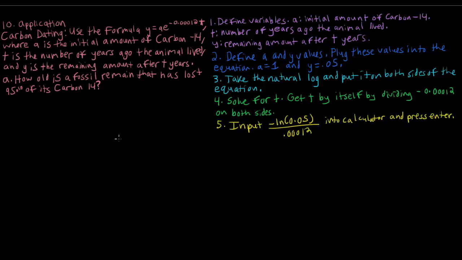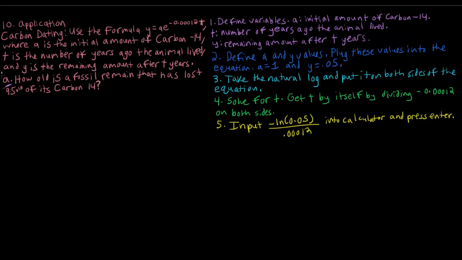Application. This is 10A, by the way. Carbon dating. Use the formula y equals a times e raised to the negative 0.00012 t power, where a is the initial amount of carbon-14, t is the number of years ago the animal lived, and y is the remaining amount after t years. A. How old is a fossil remain that has lost 95% of its carbon-14?